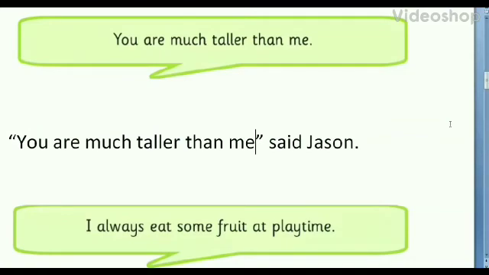So the next sentence is, you are much taller than me. How will you transform the speech bubble into direct speech to show that someone is talking? Well, you always start with speech marks, then write the exact same sentence. You are much taller than me, with a capital letter. Leave the full stop for now. Then speech marks again, then your verb, said, and then a name, Jason. Remember, Jason is a proper noun. It's a name. You have to start Jason with a capital letter.